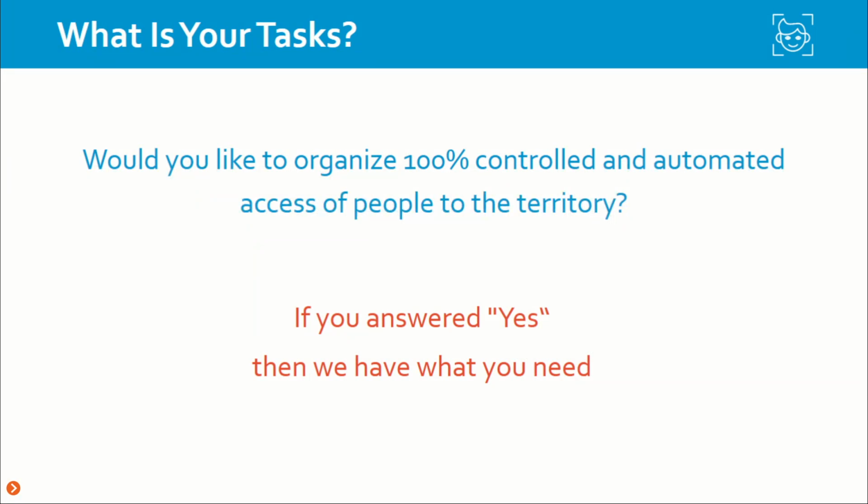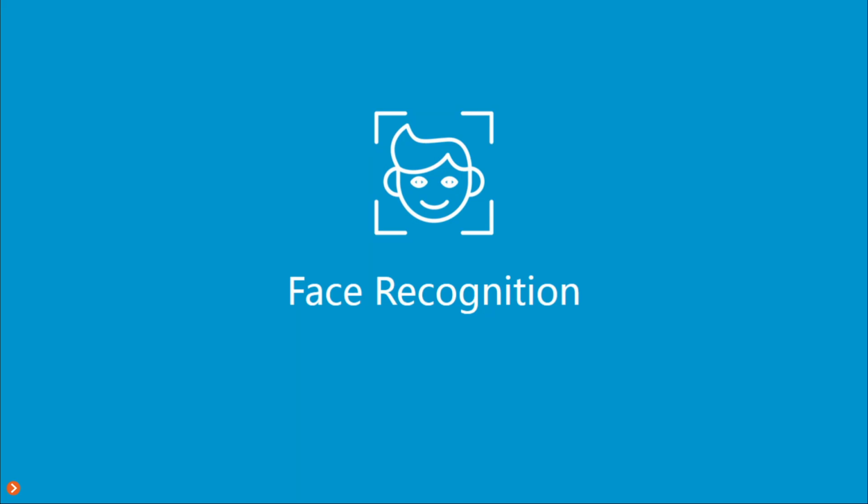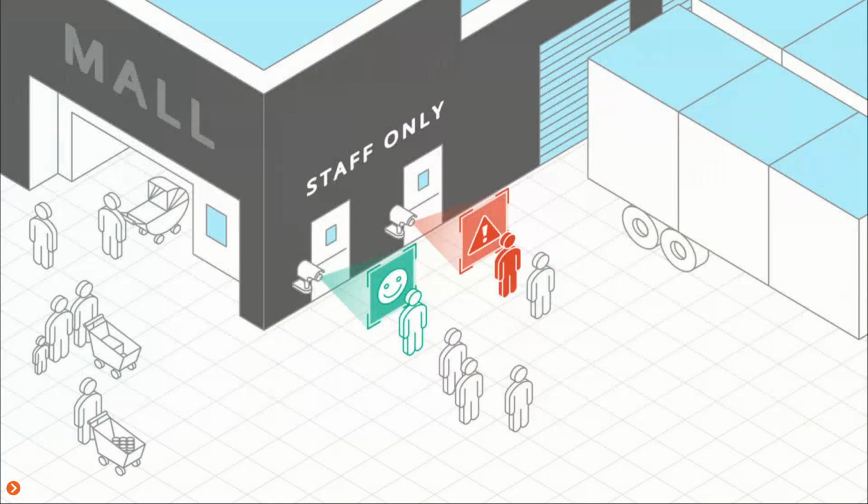Now, would you like to organize 100% control and automated access of people to the territory? If your answer is yes, then we have a solution called face recognition. Face recognition would be at a boundary line where you want to first recognize the individuals before providing them access. Different settings can be done where the system could be integrated with an access control system.